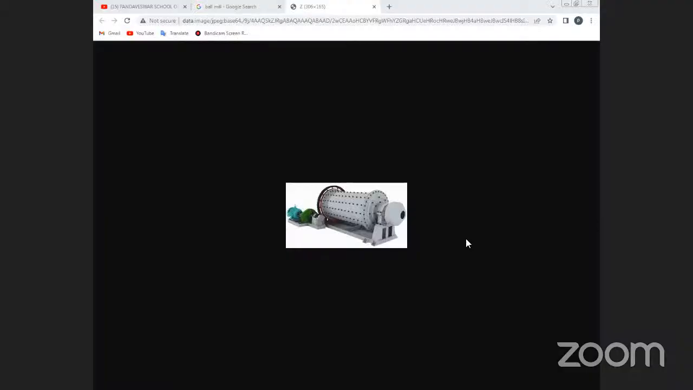So now you can see the picture of the ball mill. This is the structure of the ball mill. Inside there are metallic balls, and the material whose size I want to reduce is put inside and it will start rotating. When it starts rotating, all the metallic balls will hit each other and reduce the size of that particular particle.